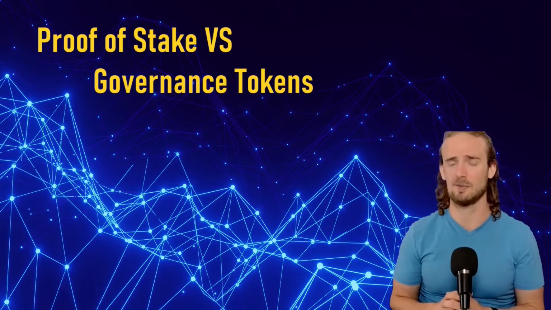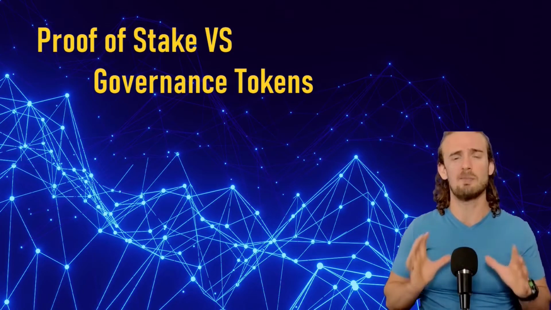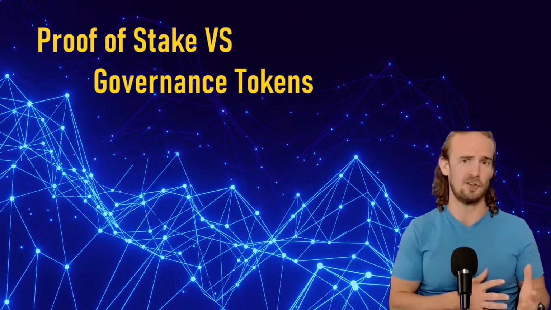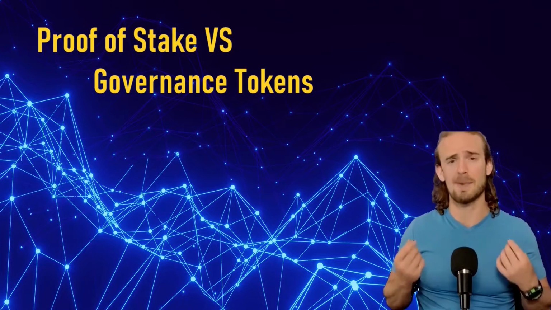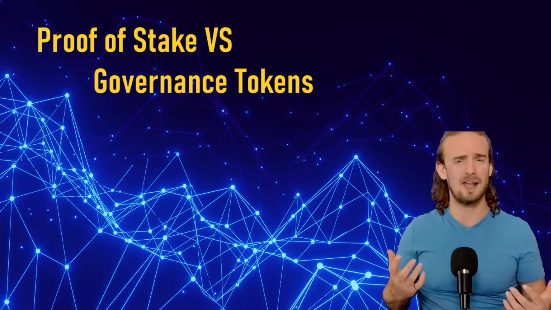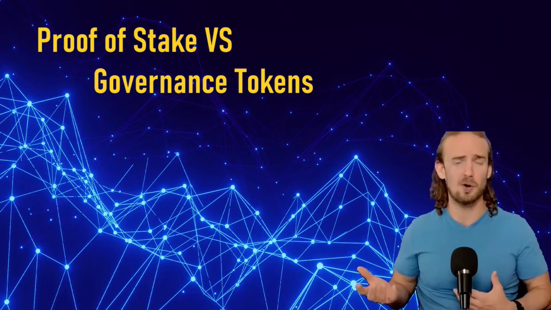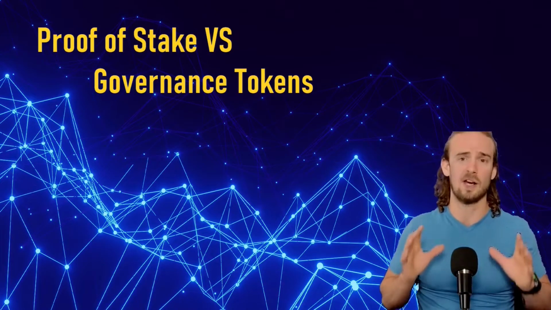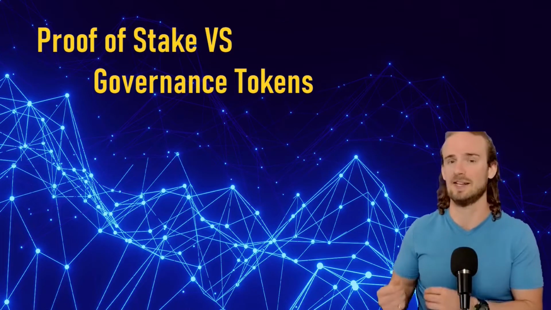This is the Part-Time Economist, and in today's video, I wanted to jump into the differences between proof-of-stake cryptocurrencies and governance tokens, because for a beginner, they might seem somewhat similar, and they might not really understand why we need both of these. Is this just duplication? What's going on here with governance tokens and proof-of-stake cryptocurrencies?